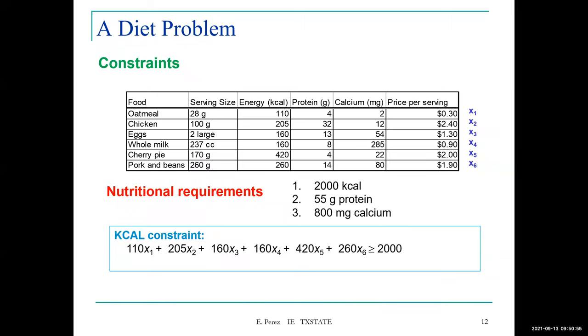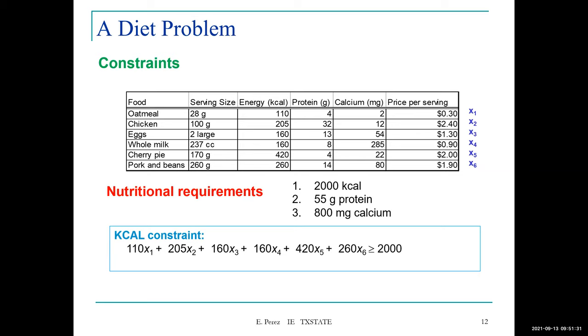If we look at the 55 grams of protein, the process is the same. You're going to look at the protein column now and multiply those coefficients by each decision variable. So you have 4 times x1, 32 times x2, plus 13 times x3, plus 8 times x4, plus 4 times x5, plus 14 times x6. All of that has to be greater or equal to 55 grams.